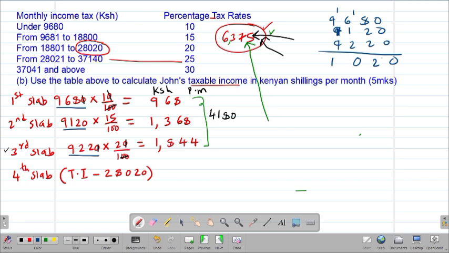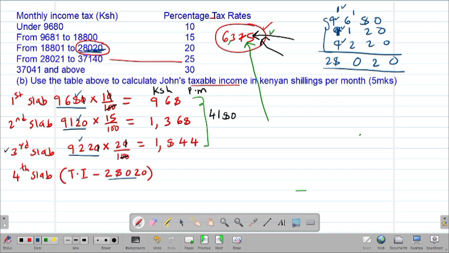So we are having 0, 0, then 12 carry 1, then 6, 7, 8, 9, 10, so 10 carry 1. Then 9 plus 9 plus 9 plus 1: 9 plus 9 is 18, 18 plus 9 is 27, 27 plus 1 is 28. So you can see we are having 28,020, which is the same amount here. So you can either add this amount plus this amount plus this amount, or alternatively you just pick the amount that is coming before the last slab.